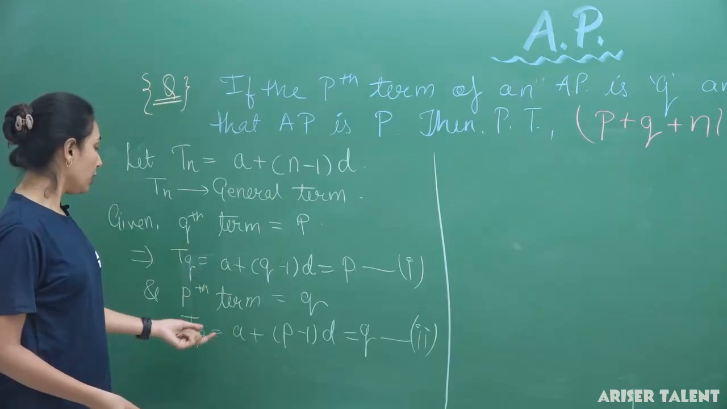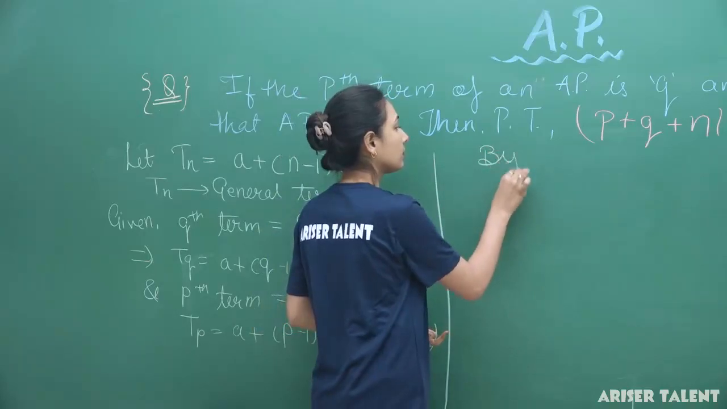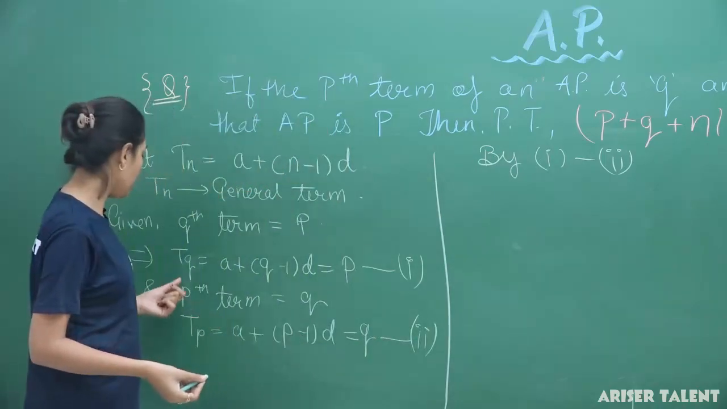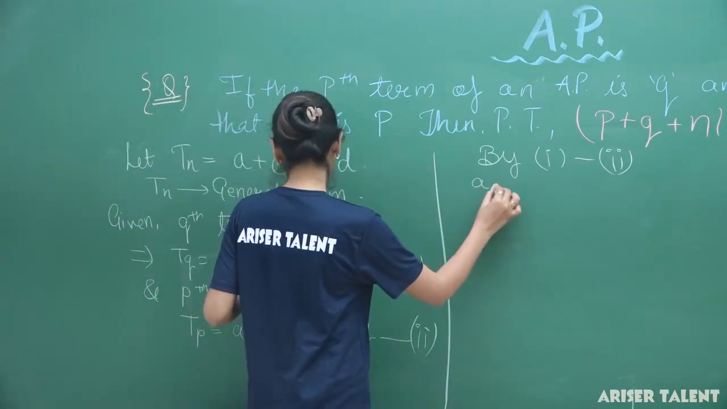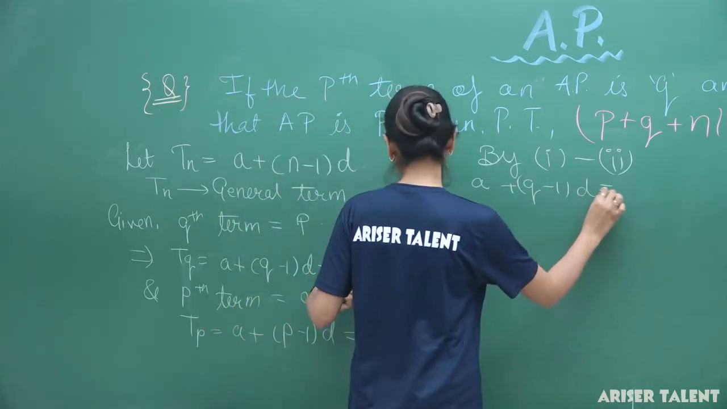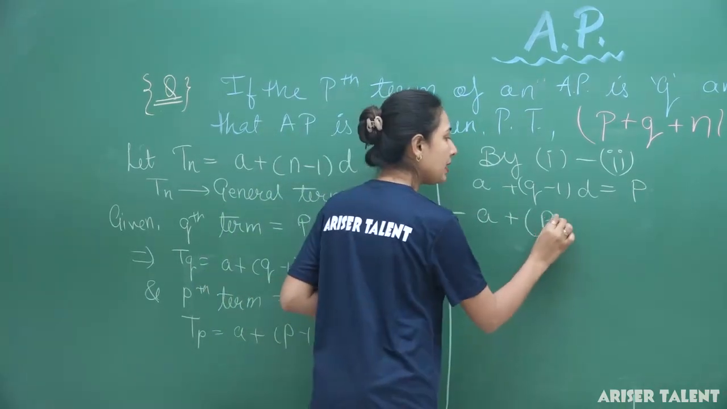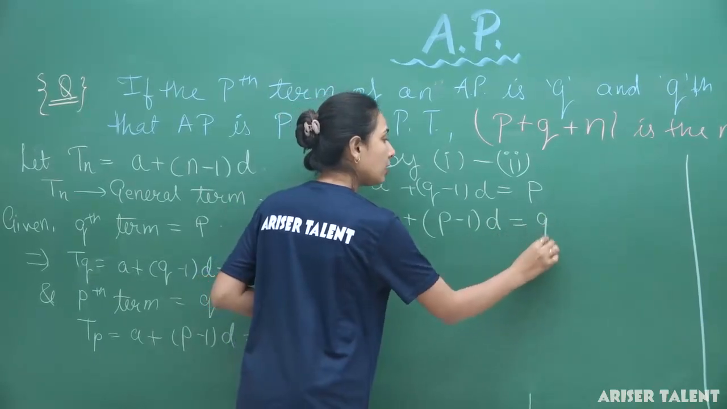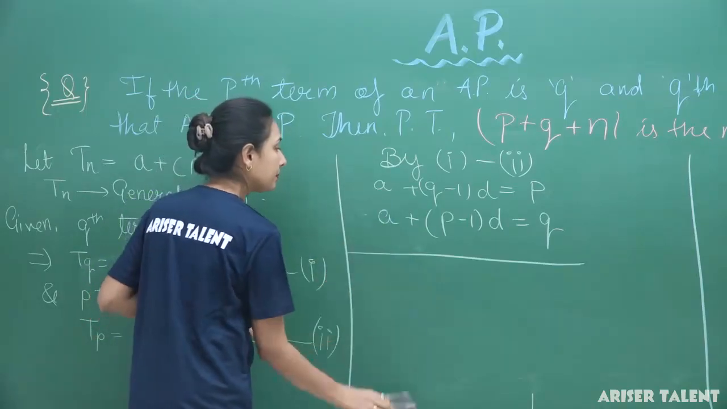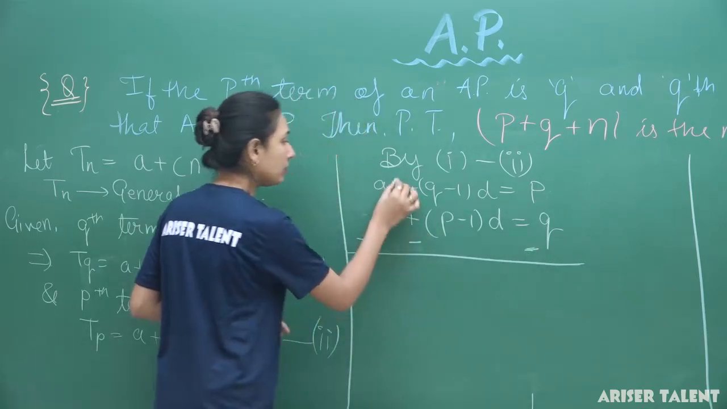Now what will you do? You will just subtract this equation from this, equation 1 minus 2. This is the first one: A plus (Q minus 1) D equals P. Subtract it with A plus (P minus 1) D equals Q. If you subtract, this will be minus here and this will be minus here, so A will be cut.